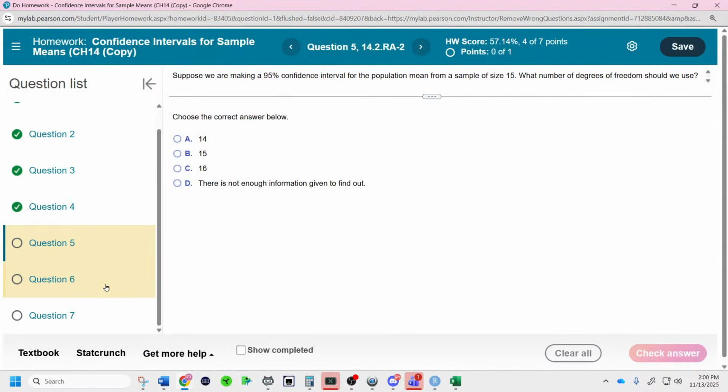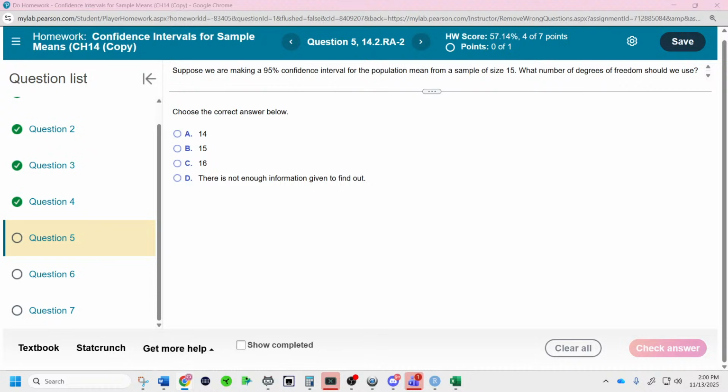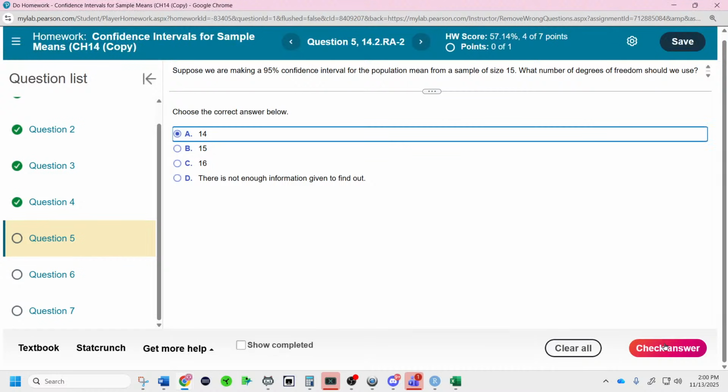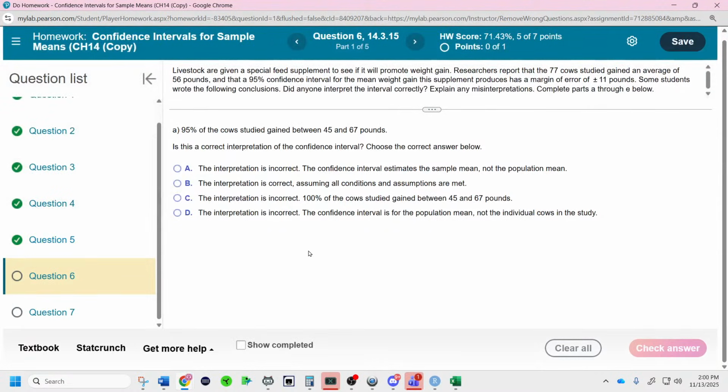Easy one. Who's got it? A, B, C, D. Sample size 15, one sample T. What's the degrees of freedom? You get a question like this on the test, you're like, yes. It is 14. It's n minus 1. So it's just n minus 1 for the one sample T. Nice and easy way to remember it. One sample T, n minus 1. Great job, Maddie and everyone. Excellent work. Here we go with the next one.